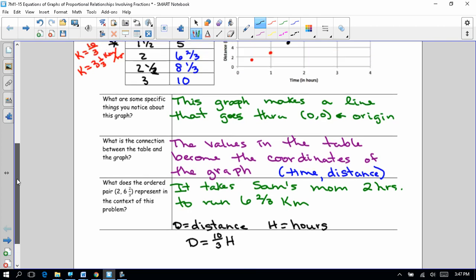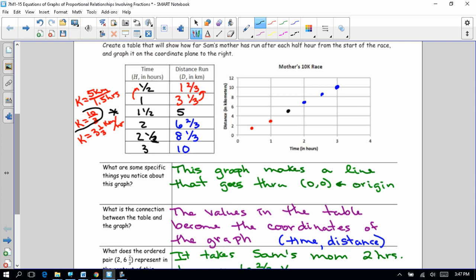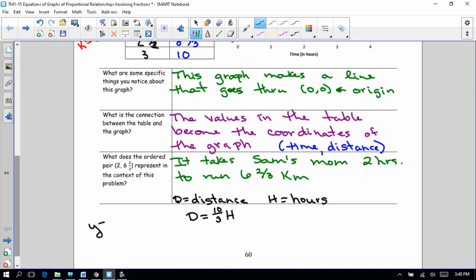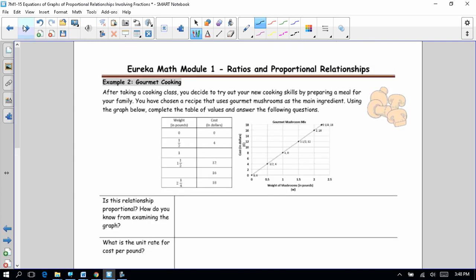All right, I like using that fraction that I had up here, because remember I told you all that the equation is always y equals kx. Well, I'm not using y and x, I'm just using d's and h's. But they're still going to work the same way. If you wanted to say y equals 10 over 3x, that would be fine as well. Just make sure you tell me what the y stands for and what the x stands for. I like having the letters kind of represent what they mean. All right, let's go to the next page.